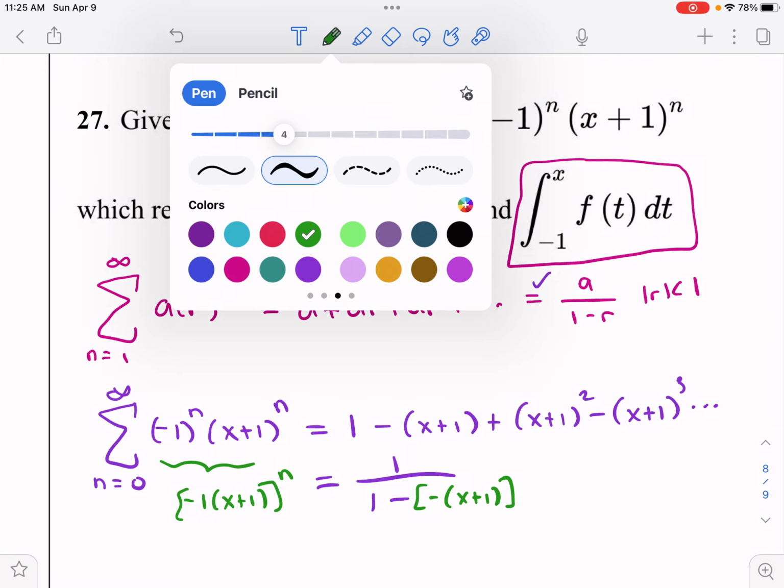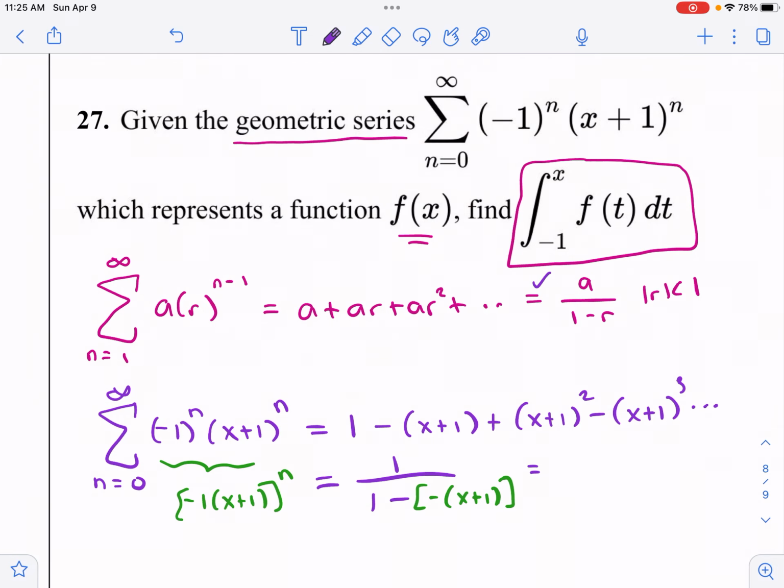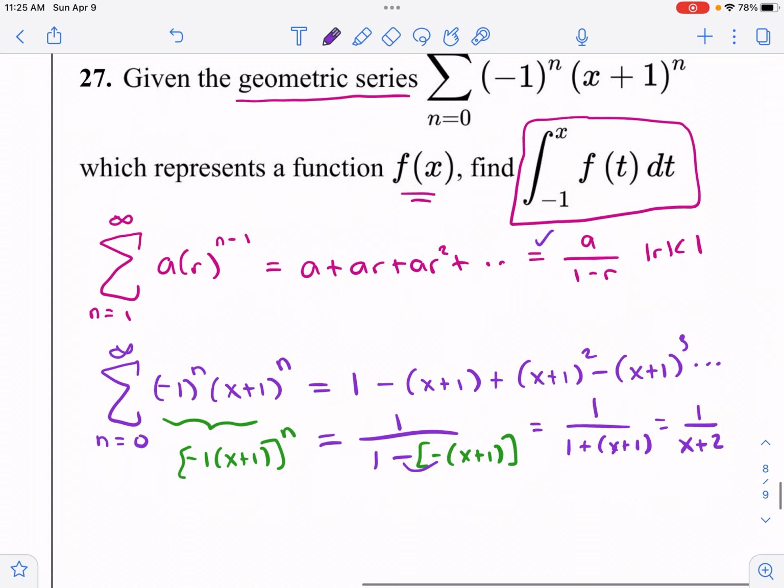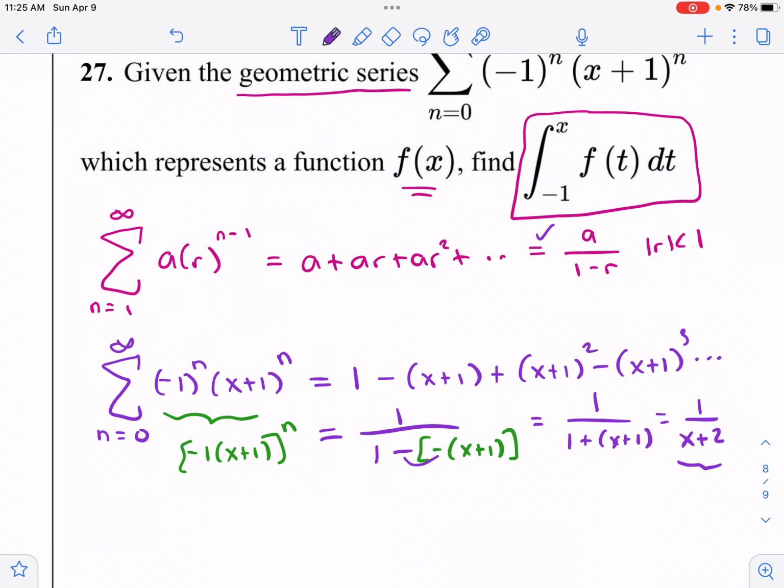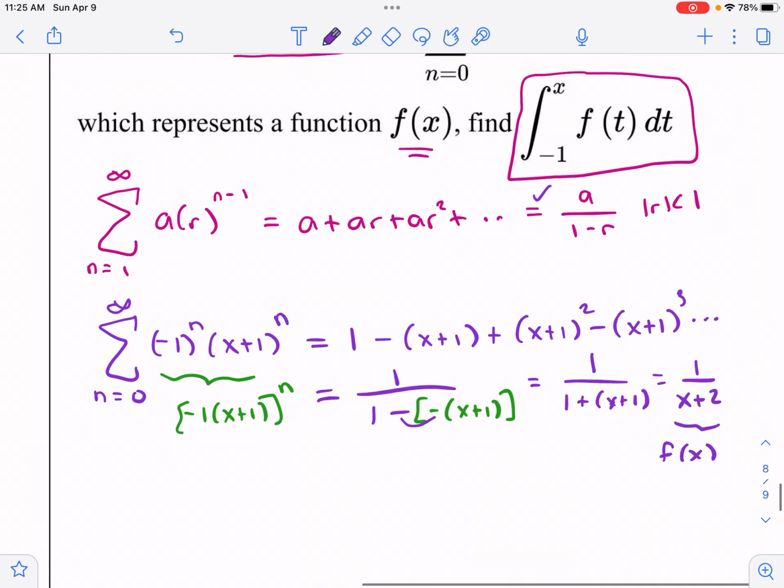In any case, we'll clean this up, and this is going to be 1 over 1, so those two negatives will become positive, 1 plus (x+1), which is 1 over (x+2). So this is my f of x, right? That's f of x. So now let's turn to what they're asking us to do, this thing up here.